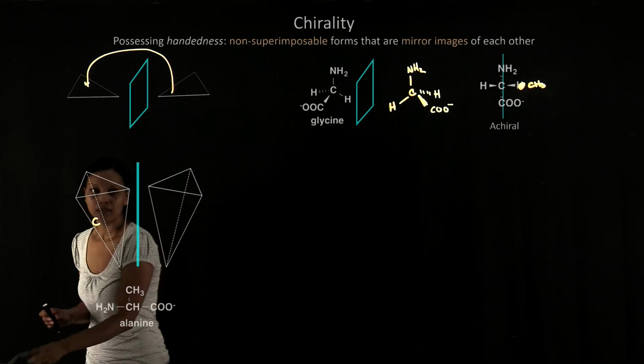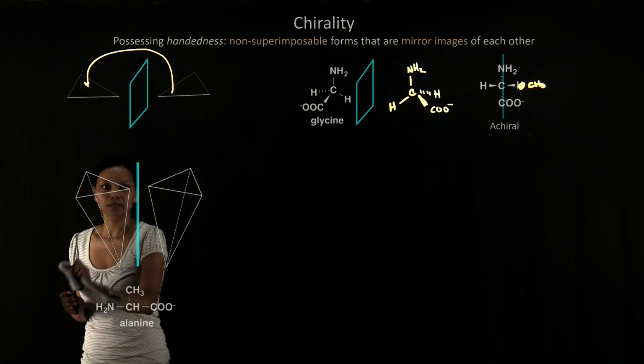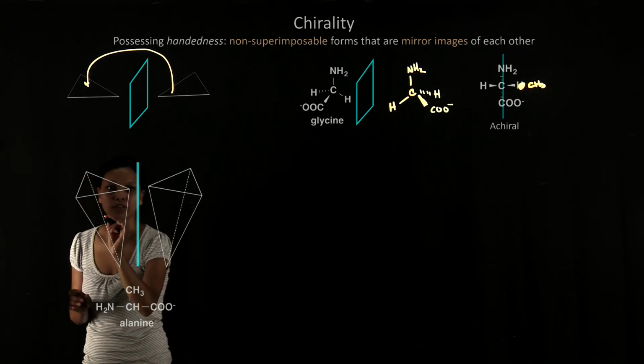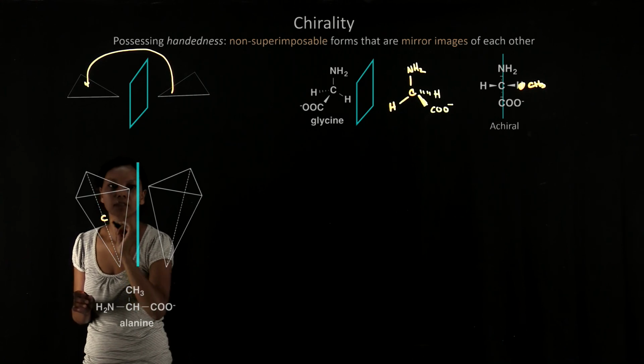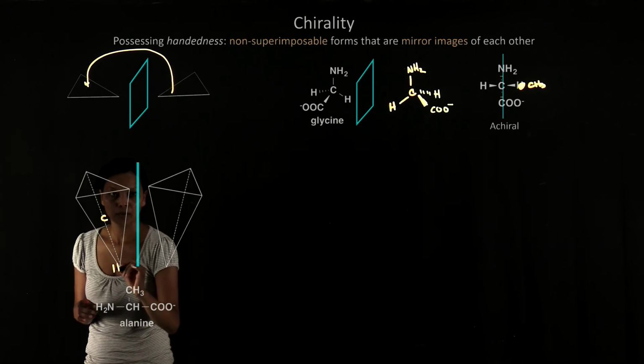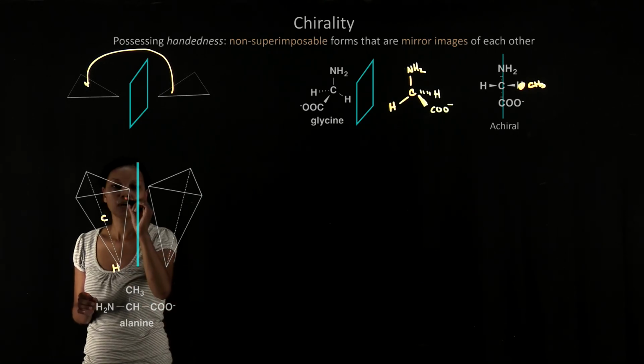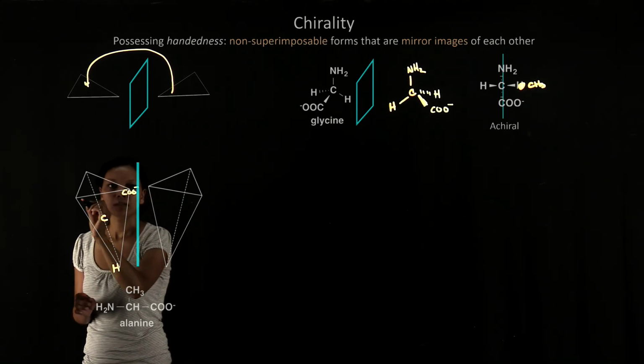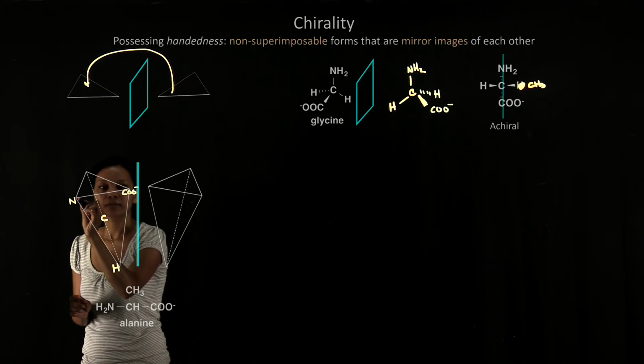Actually, I will bring it over to this center right there. And here at the bottom, at each of the vertices, I will draw the remaining groups. Hydrogen right here, the carboxylate group right here, the amine over here, and the methyl group in back.